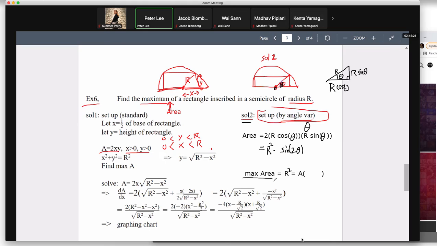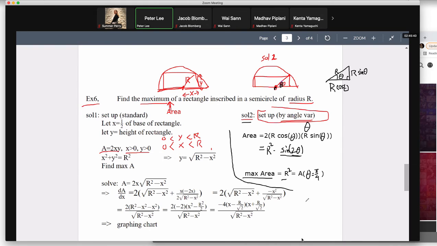What is the maximum area? The maximum area is R squared, because we know that sine of anything has a maximum of 1. And the area, when theta is equal to what? When this angle is 90 degrees, we know that sine 90 is the max, which is 1. That's maximum. So theta must be pi over 4.